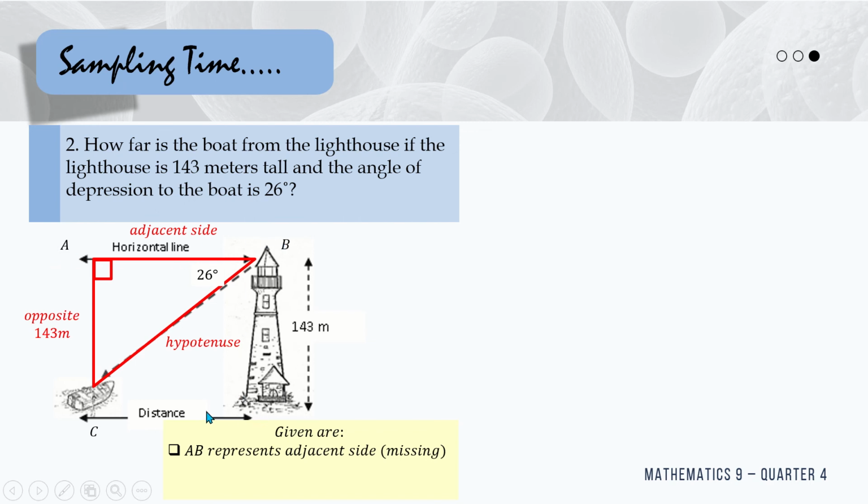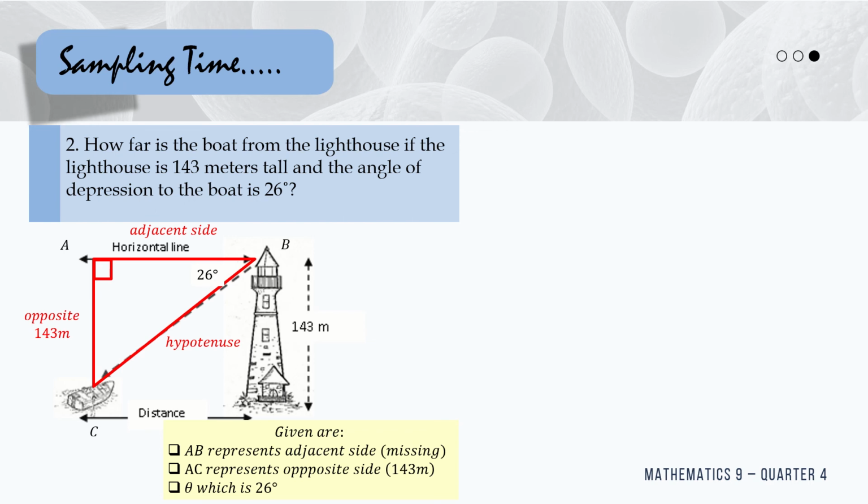It is parallel to the missing distance between the boat and the foot of the lighthouse. Next, side AC represents the opposite side, which is 143 meters. So, that vertical side, the opposite side, is parallel with the length of the lighthouse, which is 143 meters. And lastly, the reference angle theta is 26 degrees.